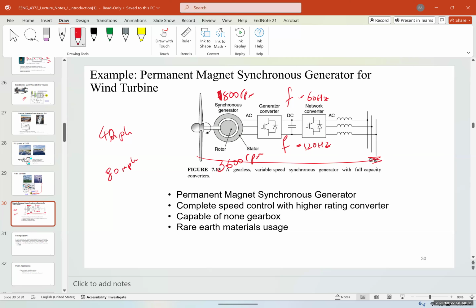Sometimes it spins slower and faster, and you always have to match the frequency from the generator to the grid. If it's higher or lower, it's going to damage the system. If it's lower, sometimes you would actually get power from the grid. It's going to act like a motor. Obviously, the industrial ones don't do that, but if you have a small wind turbine, it can happen.